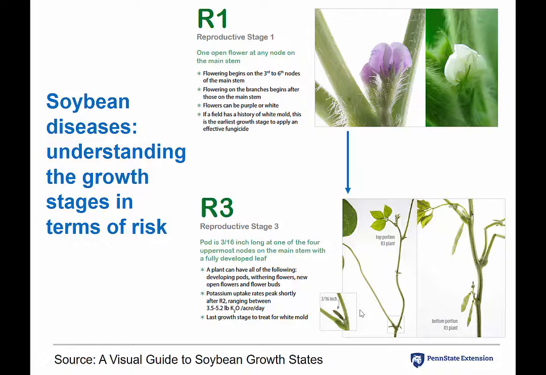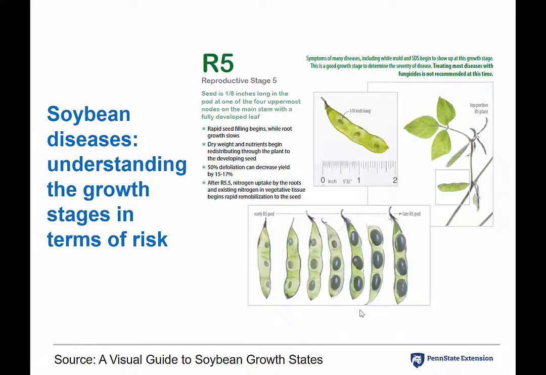But we're still focused in a narrow window, and this window is different than the foliar diseases. When we get to R5, that's on the back end.